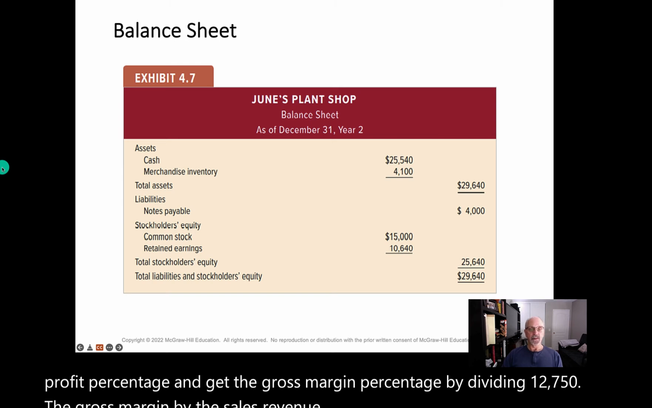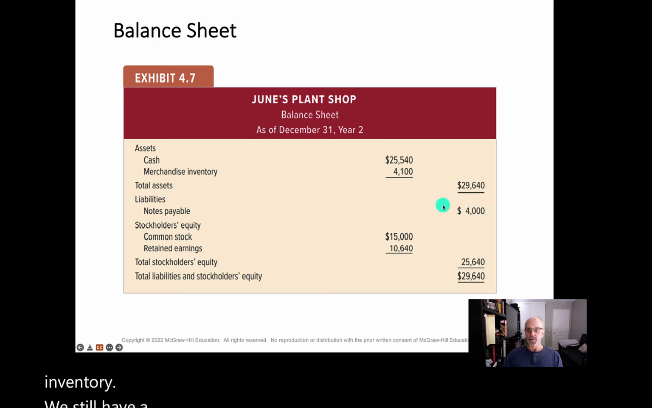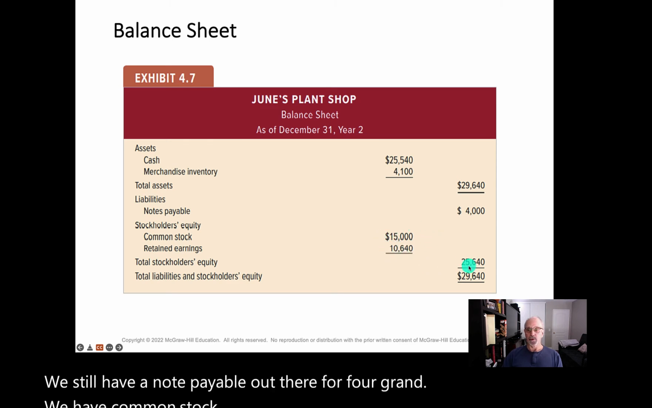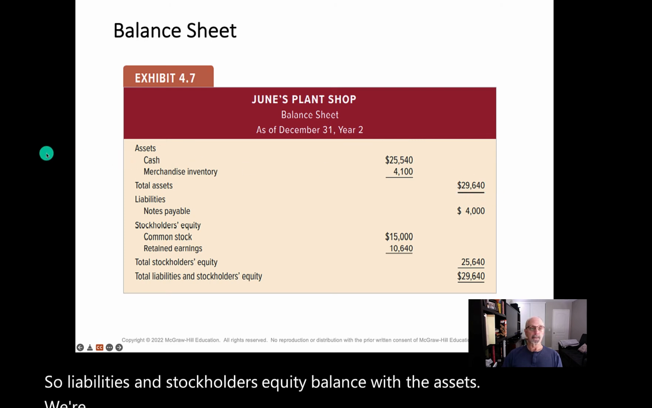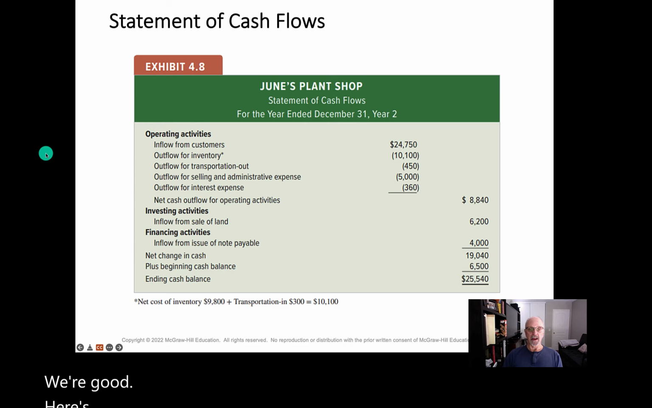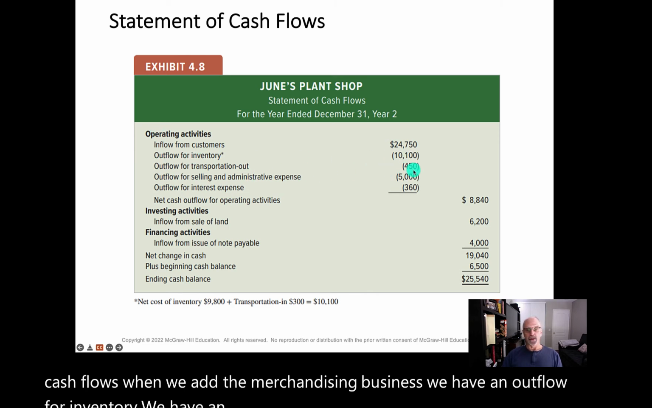Here's our balance sheet. We see we've got $4,100 left in merchandise inventory. We still have a note payable out there for $4,000. We have common stock and retained earnings of $25,640. So liabilities and stockholders' equity balance with the assets. We're good. Here's our statement of cash flows. Notice the difference in the statement of cash flows when we add the merchandising business. We have an outflow for inventory. We have an outflow for transportation out.